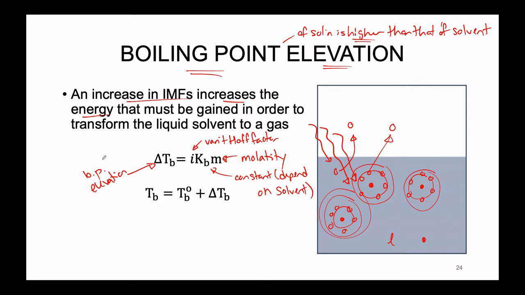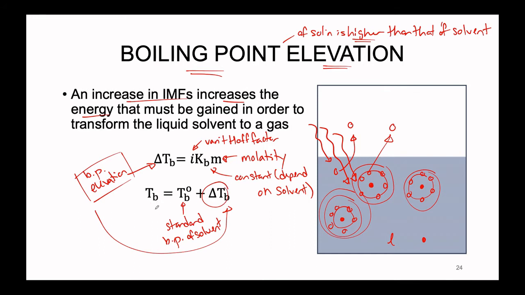All right, so once we know the boiling point elevation itself, we can insert it into the equation down below here, where T sub B naught is the standard boiling point of the solvent. So for instance, the standard boiling point of water is 100 degrees Celsius. If we can find the boiling point elevation dependent on the presence of the solute, well then we can add the two together to find the new boiling point of the solution.